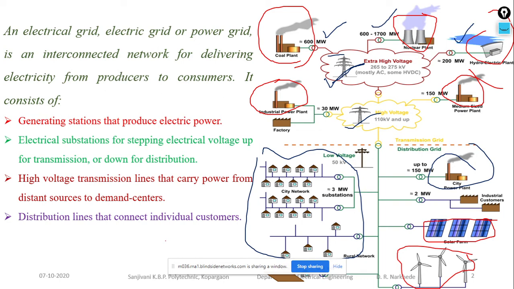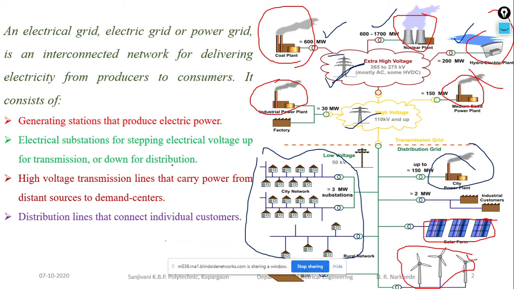400 kV means 400 into 10 to the power 3 volt, that is equal to 4 lakh volts. So that is the voltage level at which the power is going to be transferred. Now, I am going to connect all the power from all the generating stations. How are you going to connect this?